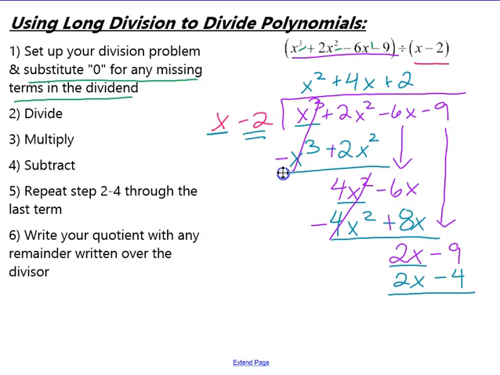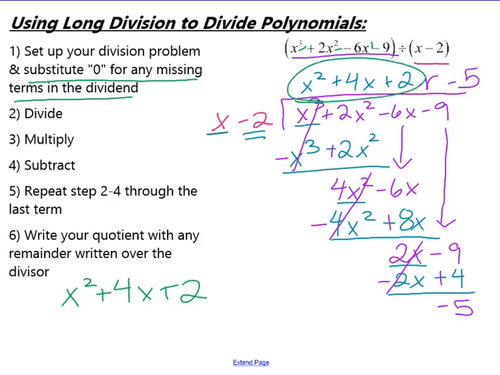And then lastly, we need to subtract. So let's go ahead and change our signs. And then 2x minus 2x cancels out to 0. Negative 9 plus 4 gives us a remainder of negative 5. Now, when we did long division in elementary school, you would write a remainder of negative 5. That's not how we're going to write our final answer when we are dividing polynomials. The way we write our final answer is we're going to take x squared plus 4x plus 2, so that's everything we got here.